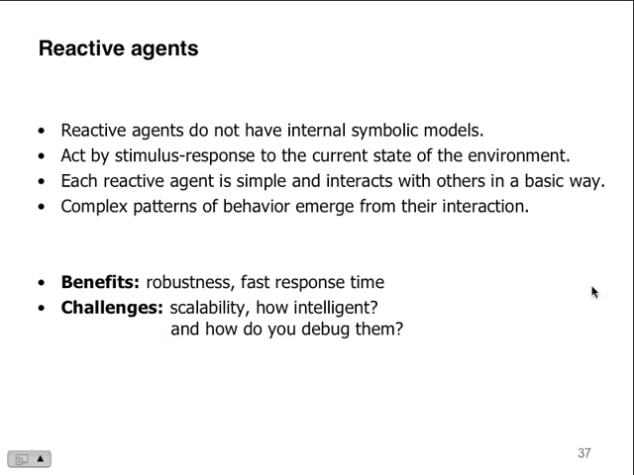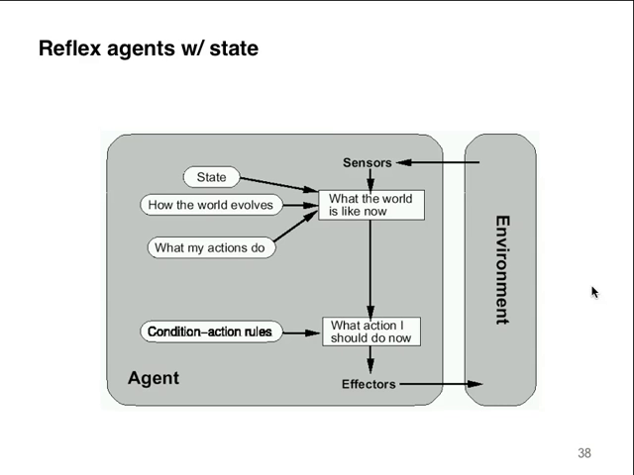Benefits: robust, fast response. Challenges: scalability. How intelligent is the reaction? Is it kind of like input-output? And how are you going to debug them? So here's an example: reflex, reactive agents with state. A sensor comes in, and it asks, what's the state? How the world evolves, what are my actions, what are my actions going to do? What if I do this, what if I do that?